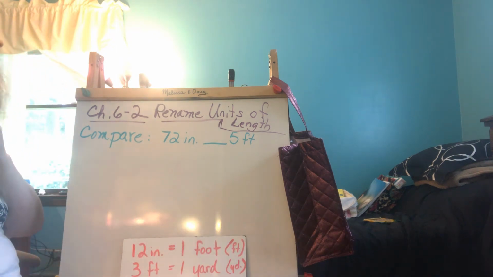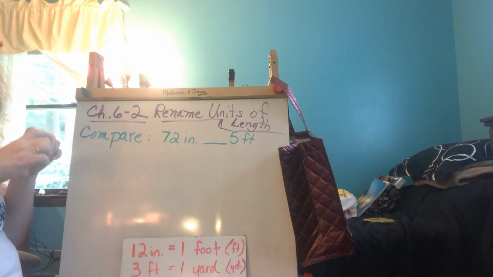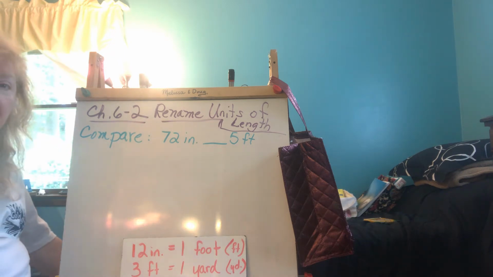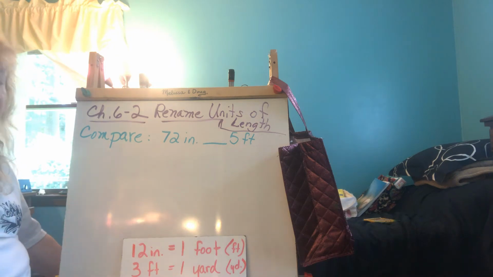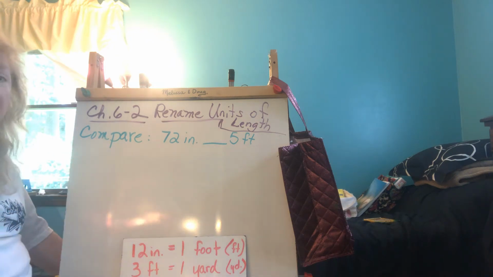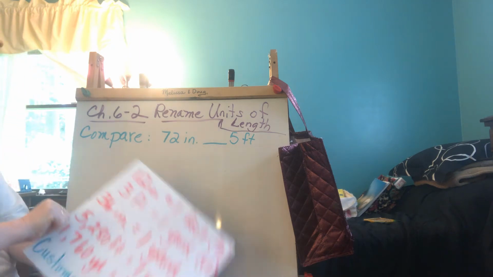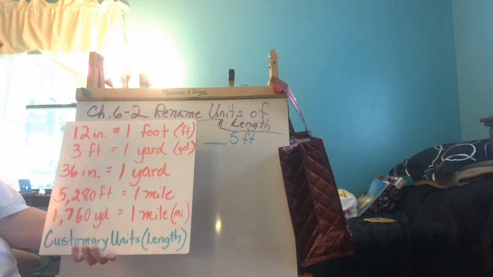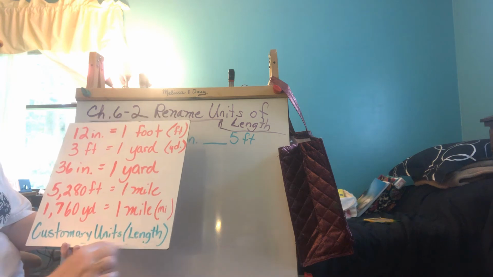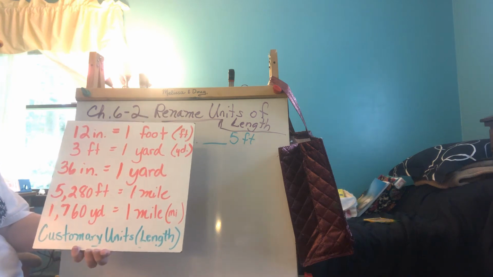This is also on page 500 in the back of your book. It's at the very bottom of the page, but rather than have to flip back and forth all the time, it's better for you to have written it into your notebook. So let's talk about what's on this board first. This is the customary units to measure length, how long something is.